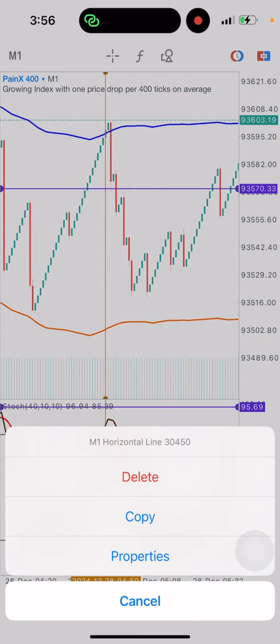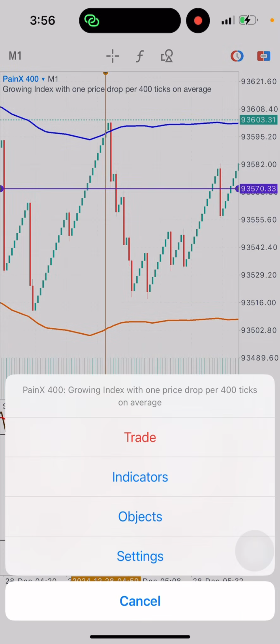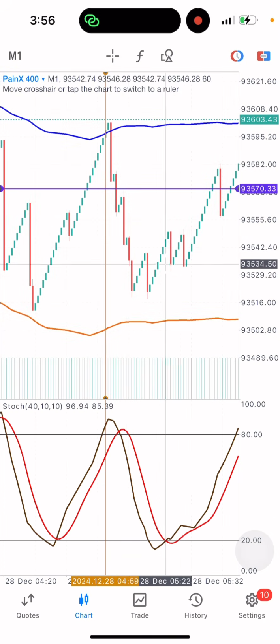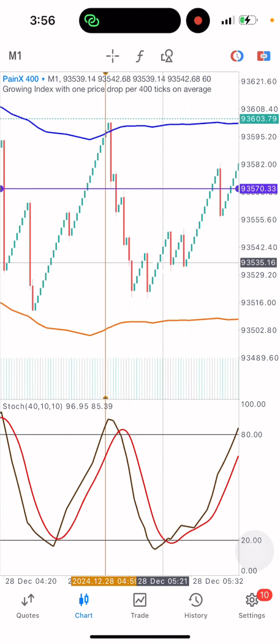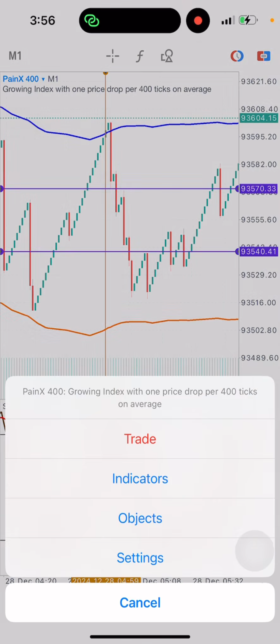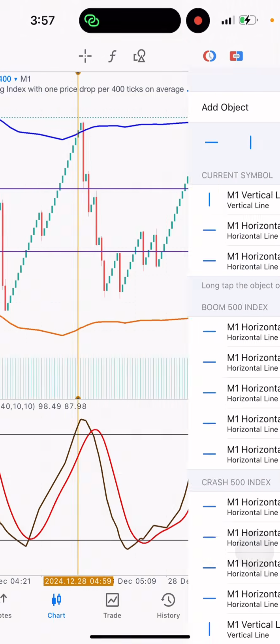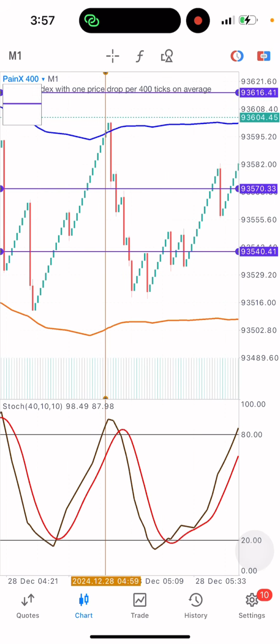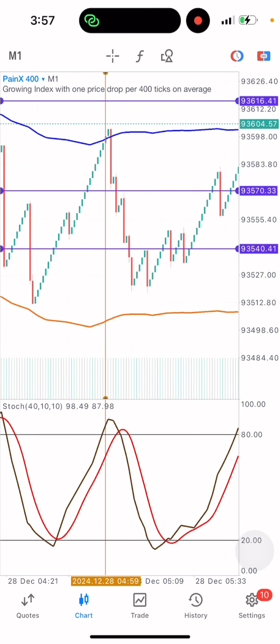So I think I placed it wrongly. Delete. Let me see where the crossover occurred. The crossover occurred right around this point. So don't worry, we take profit around that point. So your take profit is going to be here. Then your stop loss is going to be 5 candles above the candle that spiked into the envelope.